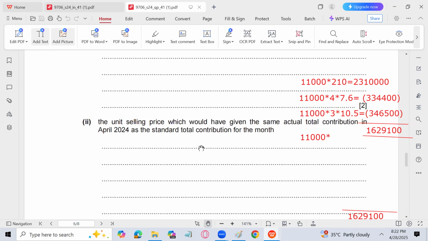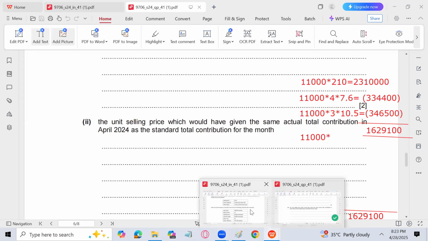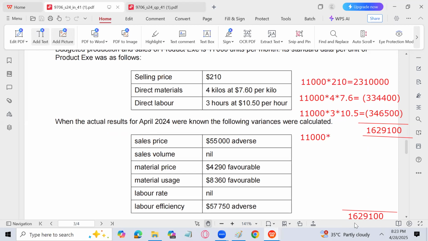See the question first. We want to know the unit selling price, which would have given the same actual total contribution as the standard total contribution for the month. That's the problem. I want the same total contribution as I was having while calculating the standard contribution. It should be 1629100. Units are the same, 11,000. But he is saying what should be the selling price now that we will achieve this contribution.